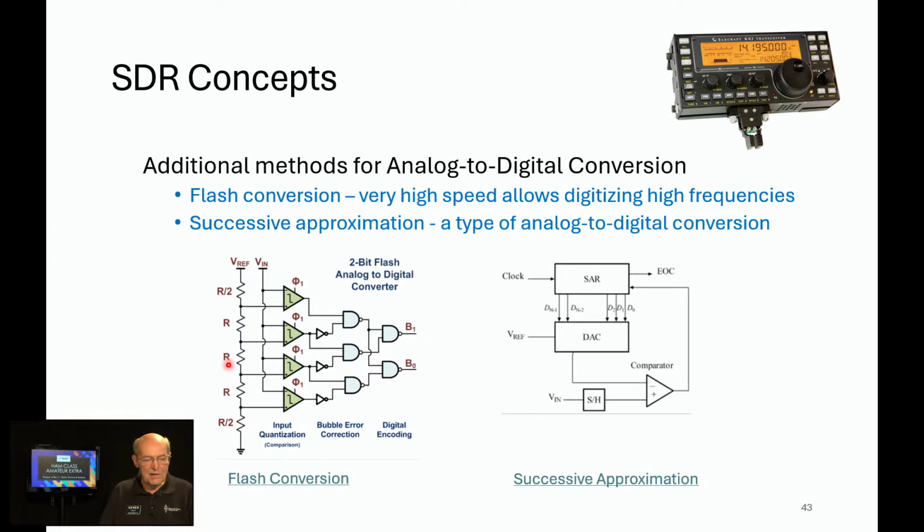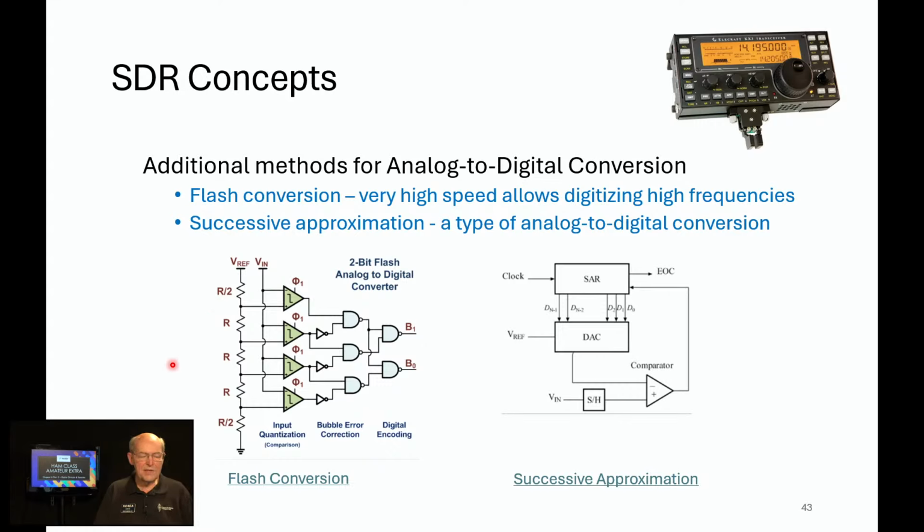Now, we talked about sampling as a method to get us from a signal into the digital domain. There's two additional ones that are mentioned just very briefly, and they do show up in the pool. One I'll comment on is called flash conversion, and the other one is successive approximation.